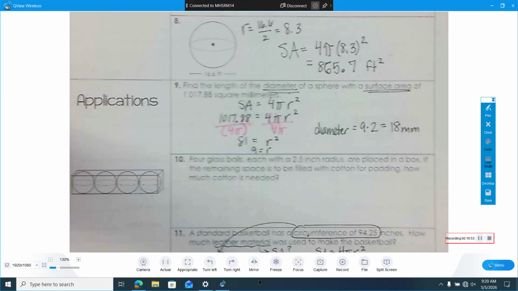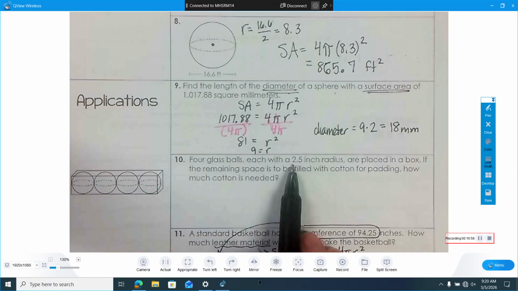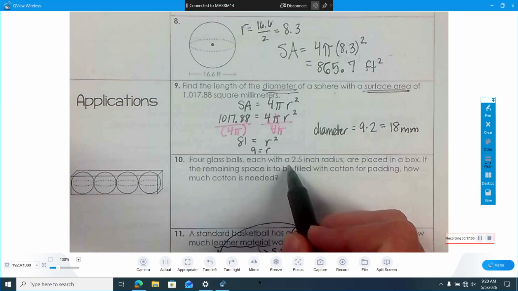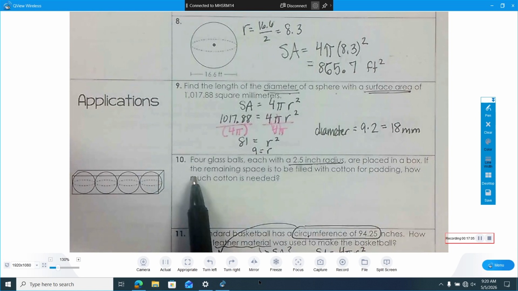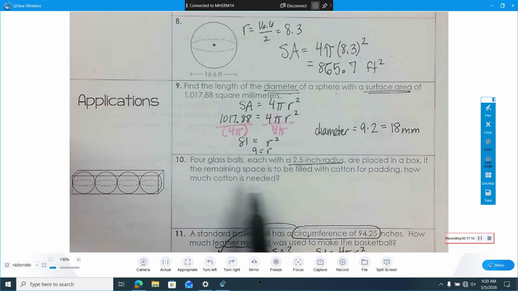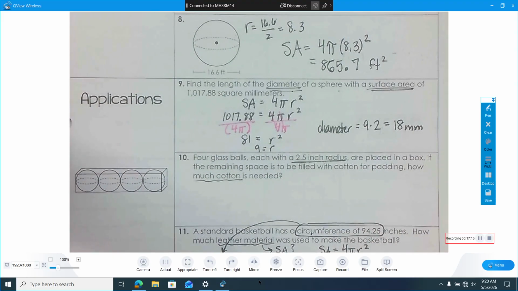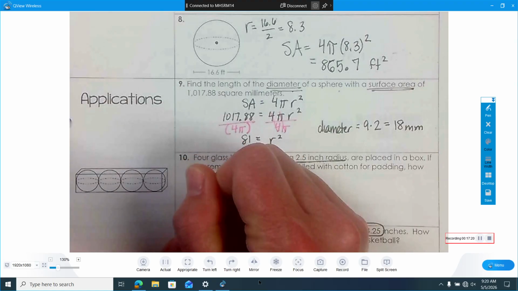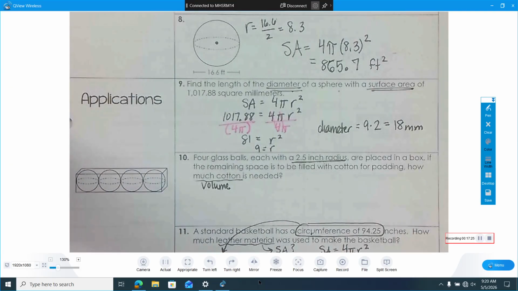Let's look at number 10, then we're done. 4 glass balls, each with a 2.5-inch radius. So that's important. I'm going to underline that. Are placed in a box. If the remaining space is to be filled with cotton for padding, how much cotton is needed? If they're asking how much cotton is needed, what is that a measure of? Volume. Yeah, they want to know the volume. V-O-L-U-M-E. They want to know the volume of the material, how much is going to fill it up.